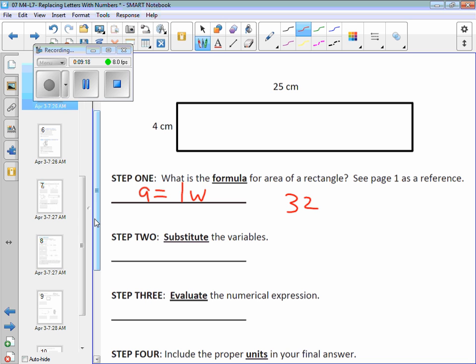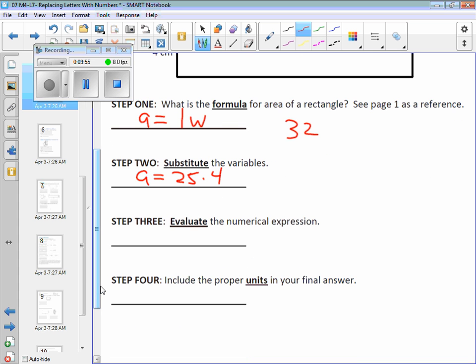What's my next step? Substitute in for L and W. What's my length? Longer side is usually length. Not that it matters, because you're going to learn tomorrow that multiplication and addition are commutative. And what about for width? What's my next step? Evaluate. What is 25 times 4?